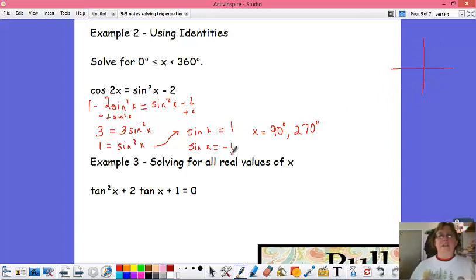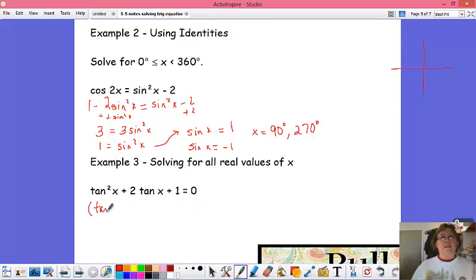All right, let's look at the third example. It looks like this is another quadratic here. We're solving this time for all real values of x, and that means that we're going to have to include some like pi n thing with our answer. But let's see if we can't factor that. Oh yeah, I think you can do that probably just by looking.